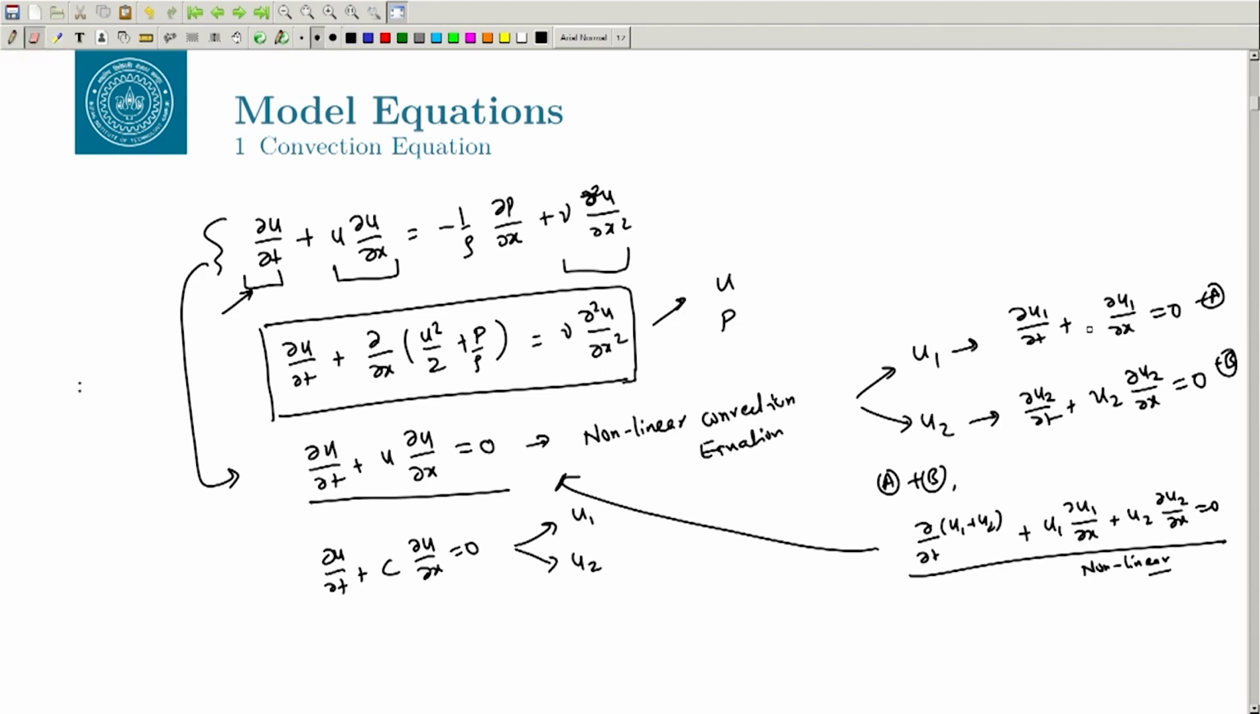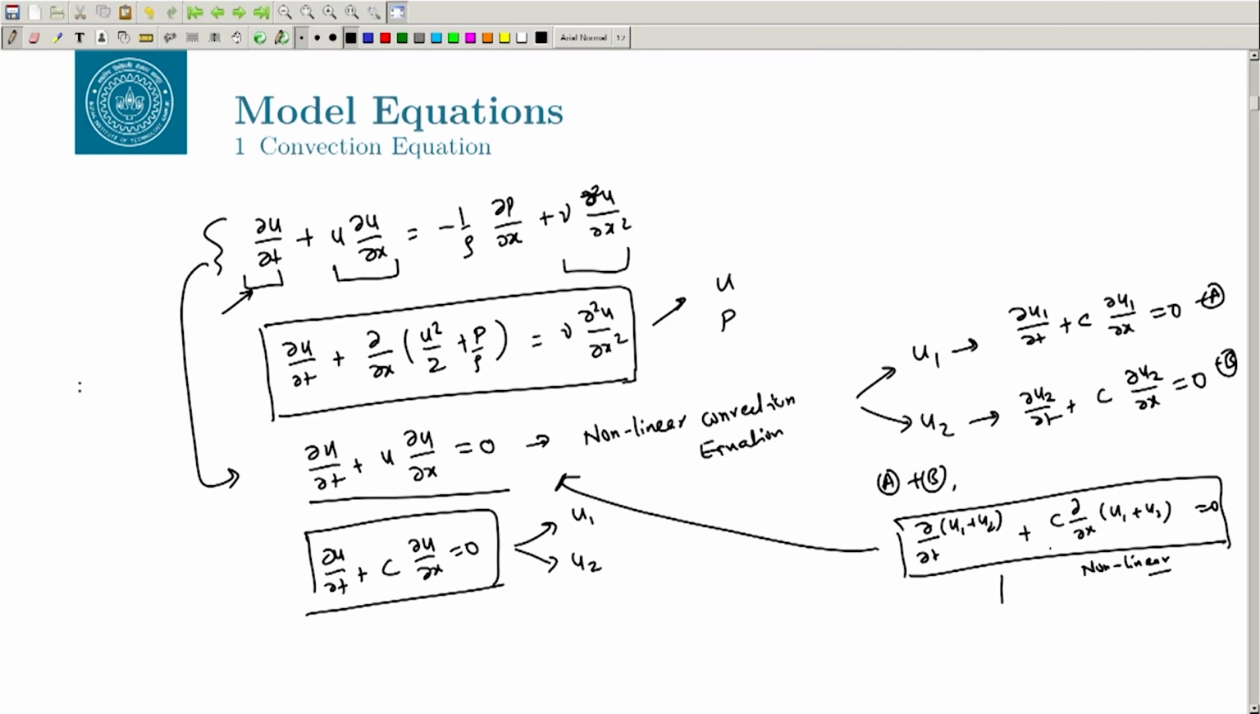So, this will become c del u1 by del x and c del u2 by del x, and then you can write it as c del by del x of u1 plus u2. So, when u1 satisfies this equation and u2 also satisfies this equation, and the linear combination of both the solutions also satisfies this equation, then these equations are linear equations.